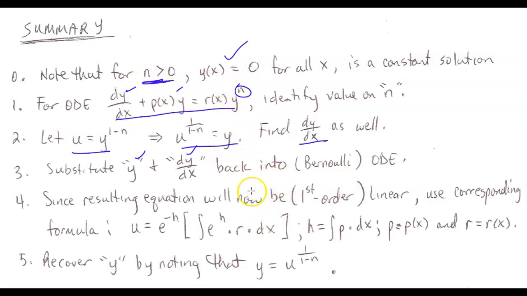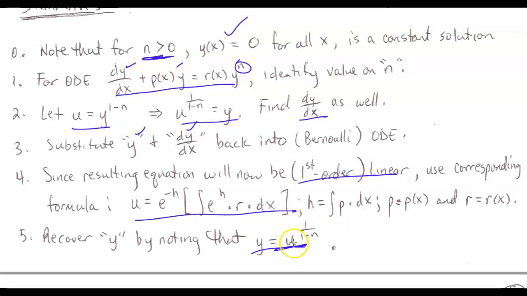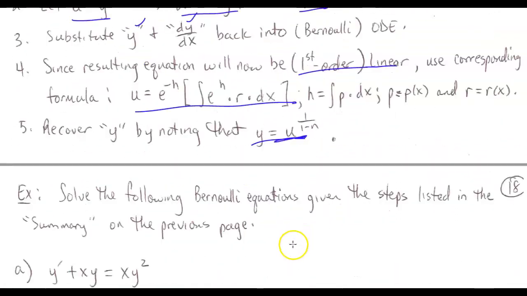And then from that, we will end up having a first order linear ODE, but it will be in terms of u. And so then from there, we solve our equation for u, noting that h is the integral of p dx, and both p and r are functions of x. And then, of course, we just use this equation here to figure out what y actually is. And that's pretty much in a nutshell the procedure.